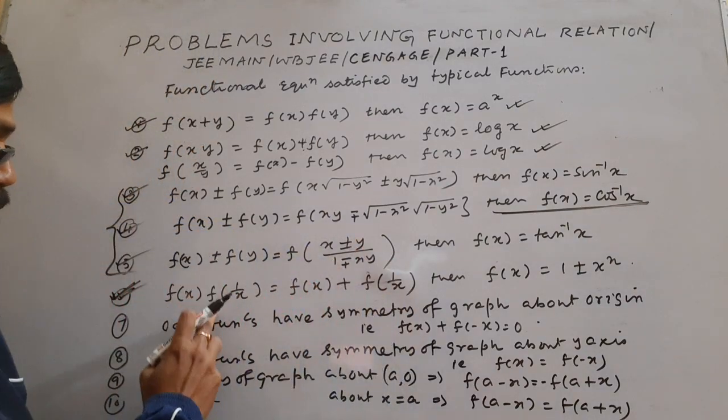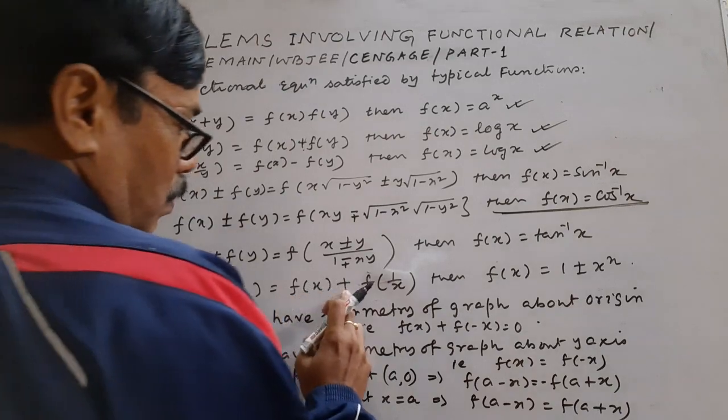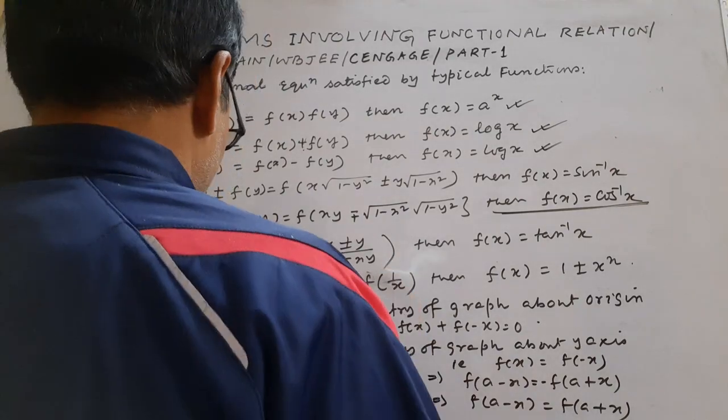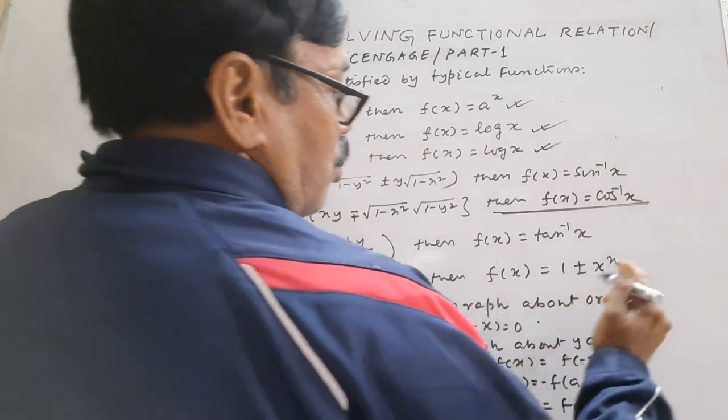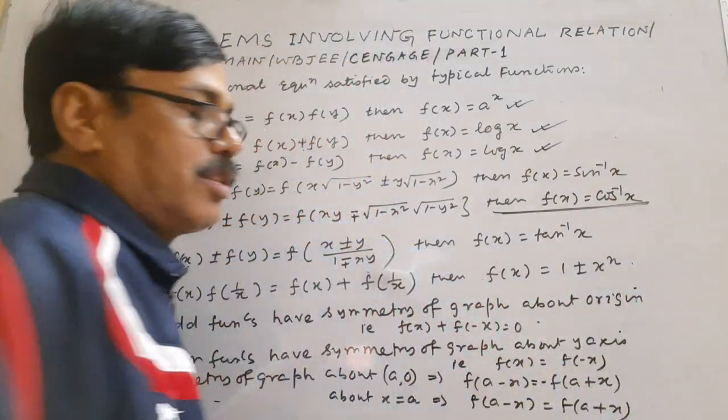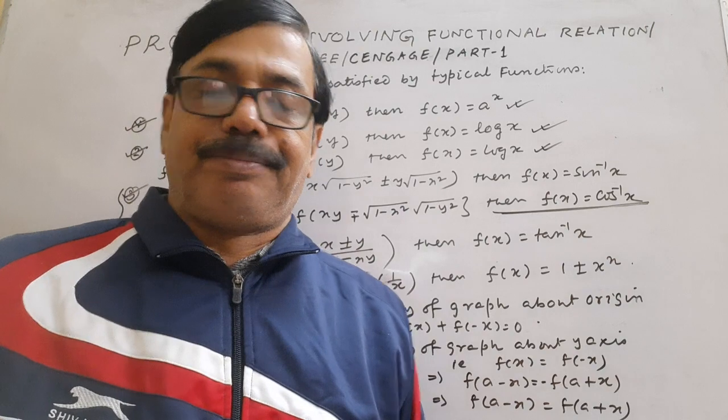Now 6, this is the most important result: f(x) into f(1/x) equals f(x) plus f(1/x). Here it is product, here it is sum. Then f(x) equals 1 plus minus x to the power n.